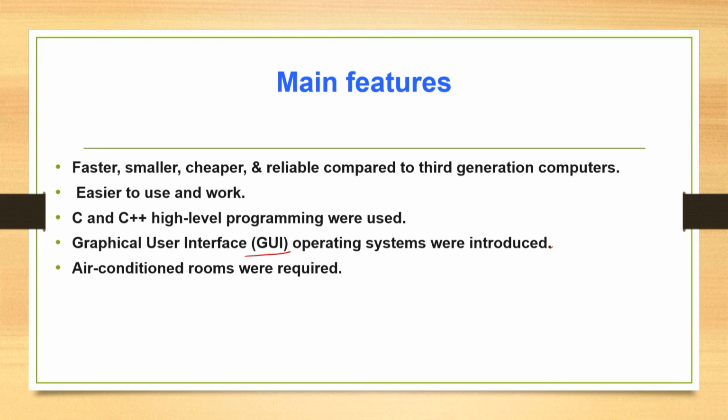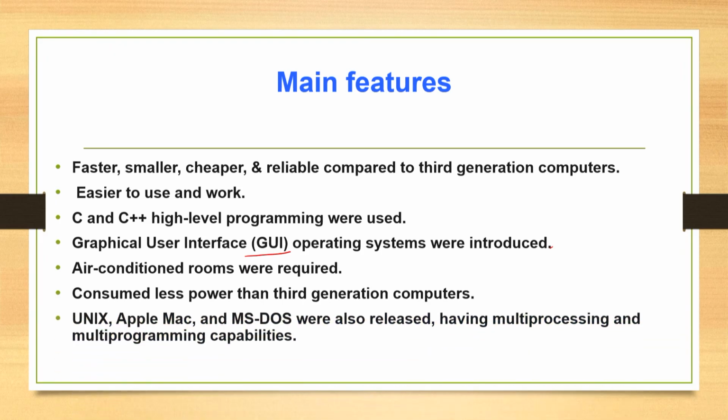Air conditioned rooms were still required, but it consumed less power than the third generation computers. Unix, Apple Mac and MS-DOS were also released. These were the operating systems. Unix is the multi-user operating system. Multi-processing and multi-programming capabilities are there with Unix. So, this makes it more useful, these multi-programming and multi-processing capabilities.